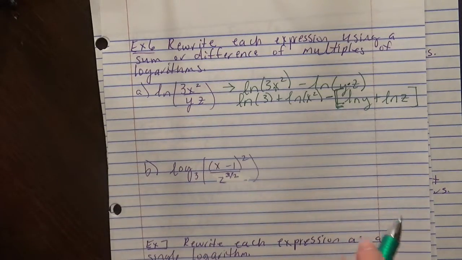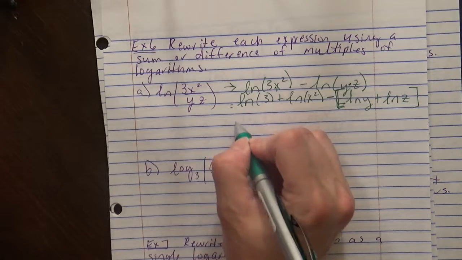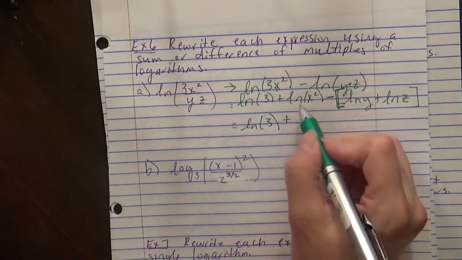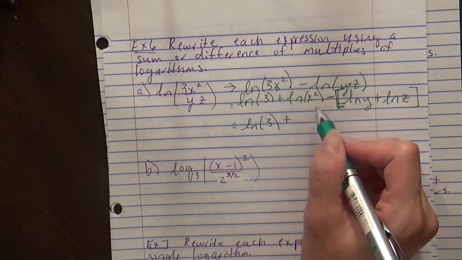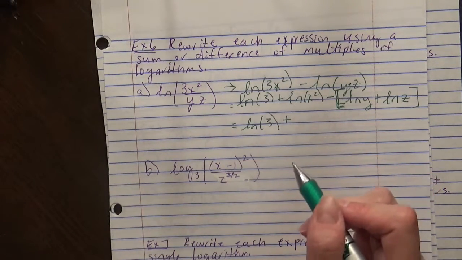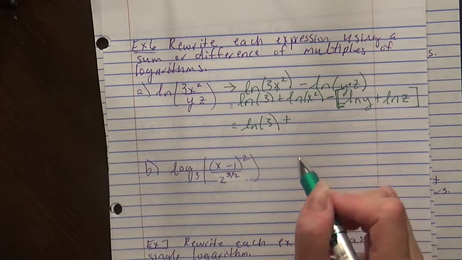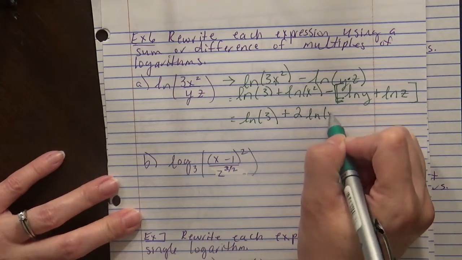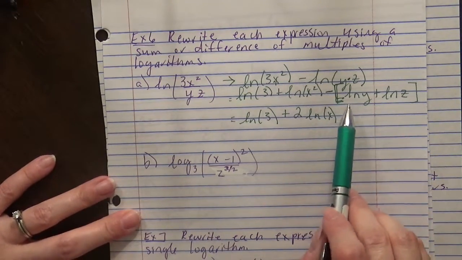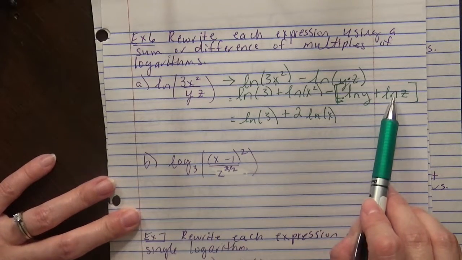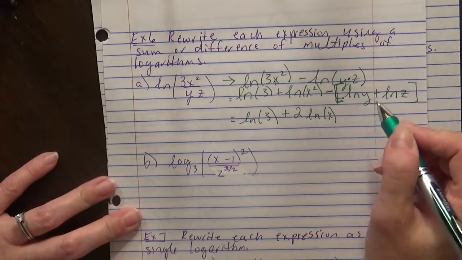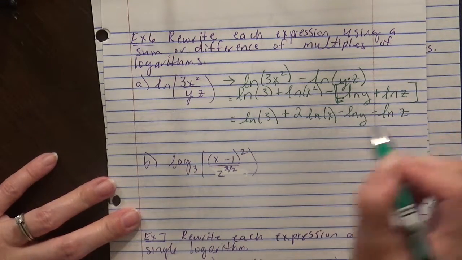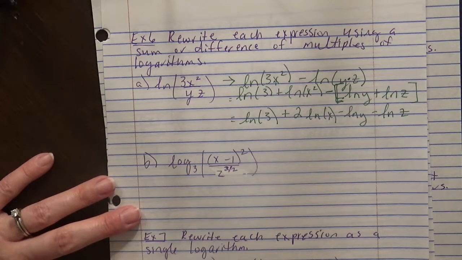What can be done to simplify this further? I've got natural log 3 plus this natural log of x squared can be taken a step further because the exponent tells us to use the power rule. So we're going to write this as 2 times natural log of x. And when I get down here, I'm subtracting this ln y plus ln z. I need to distribute this negative. So I'll have minus natural log of y minus natural log of z. And that's as far as I can take this.